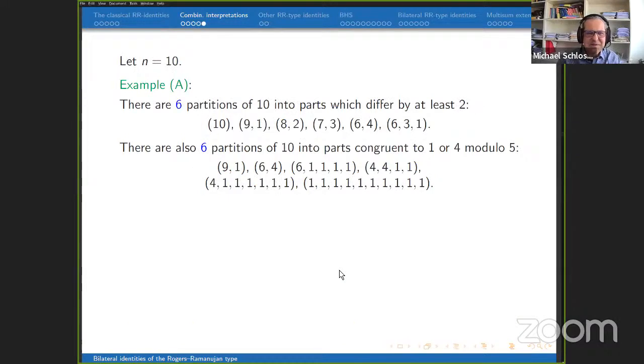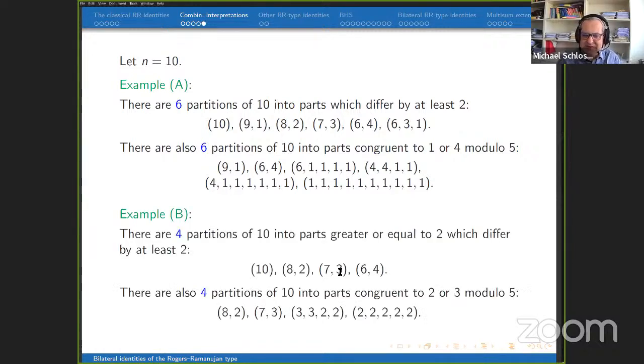Here's some example, which I guess I will anyway share my slides, so you can look at them in detail if you want to. I just show that if you take n equals 10 for the first identity, you compare the partition of q to the n on both sides, you have 6, and indeed you have 6 partitions of one type and 6 partitions of the other type.